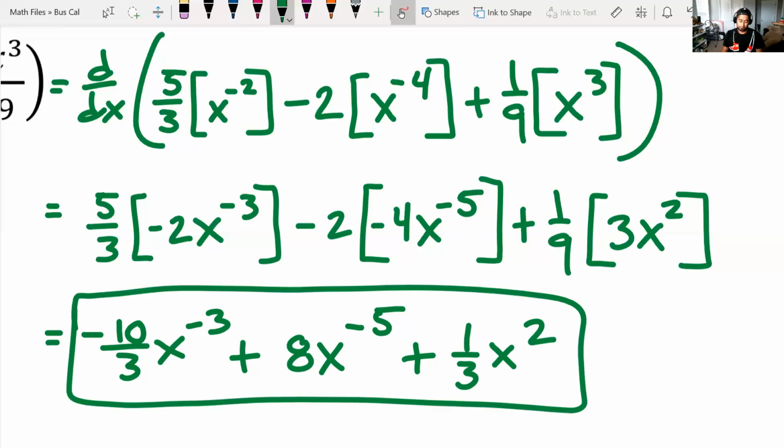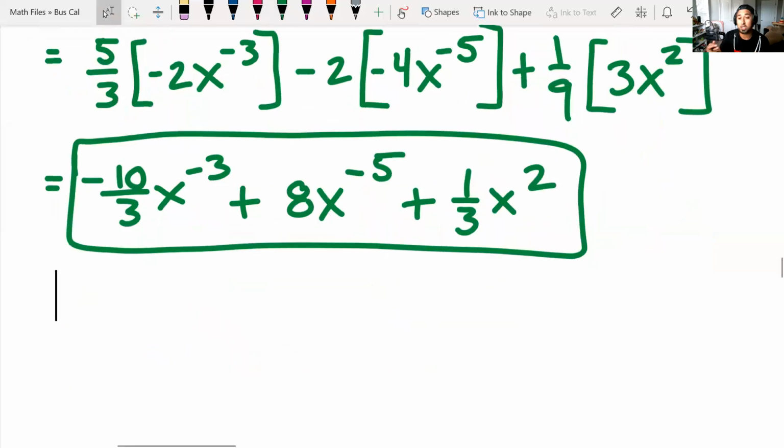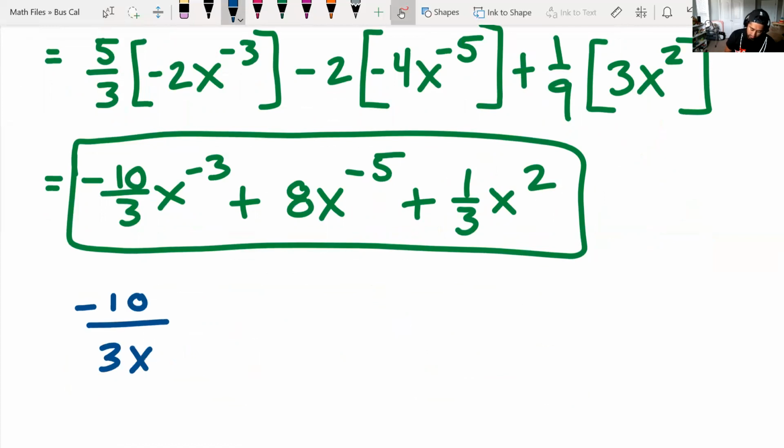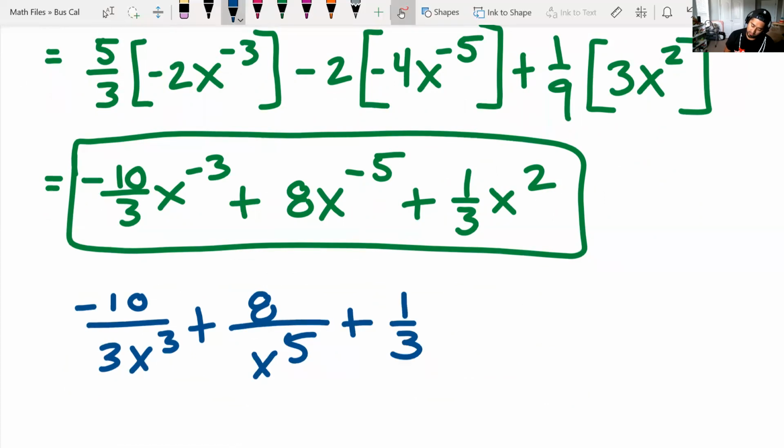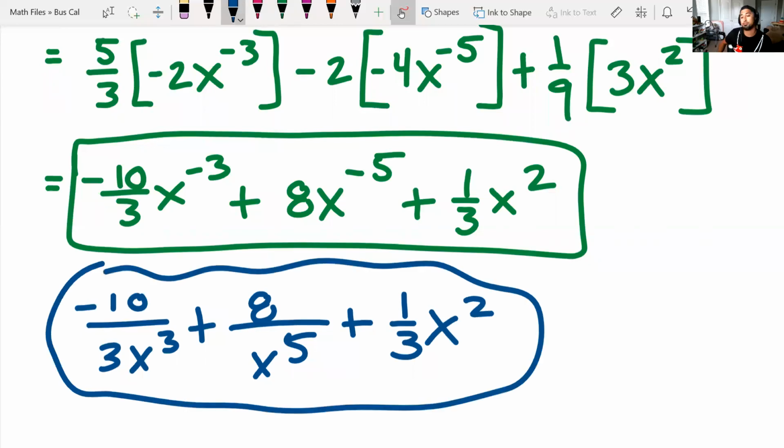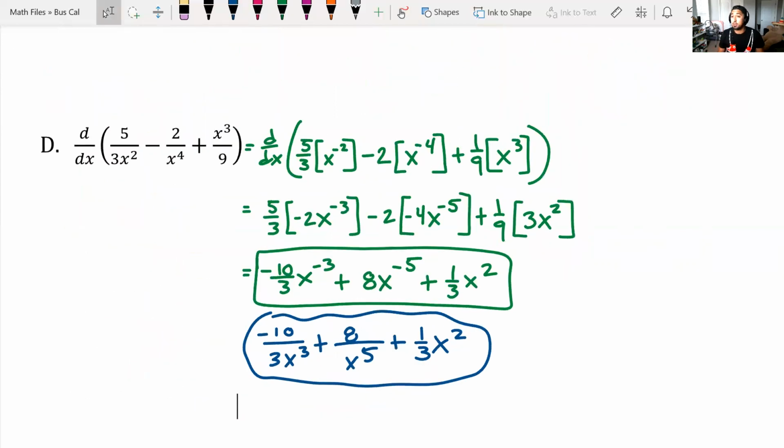And there it is. Of course, if you needed to rewrite it, you could have negative 10 over 3x cubed plus 8 over x to the 5th plus 1/3 x squared, if you had to rewrite it. All right. Good stuff.